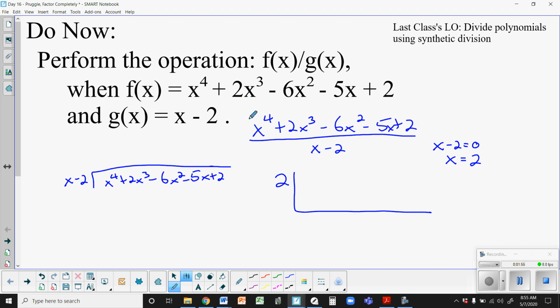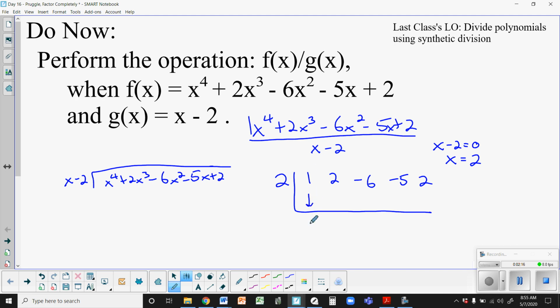And then the coefficient here is 1. So it'd be 1, 2, negative 6, negative 5, and positive 2. And if you didn't do it before, pause it now and do the division with either one of those. All right, so you finished with that. So let's do the synthetic division one.